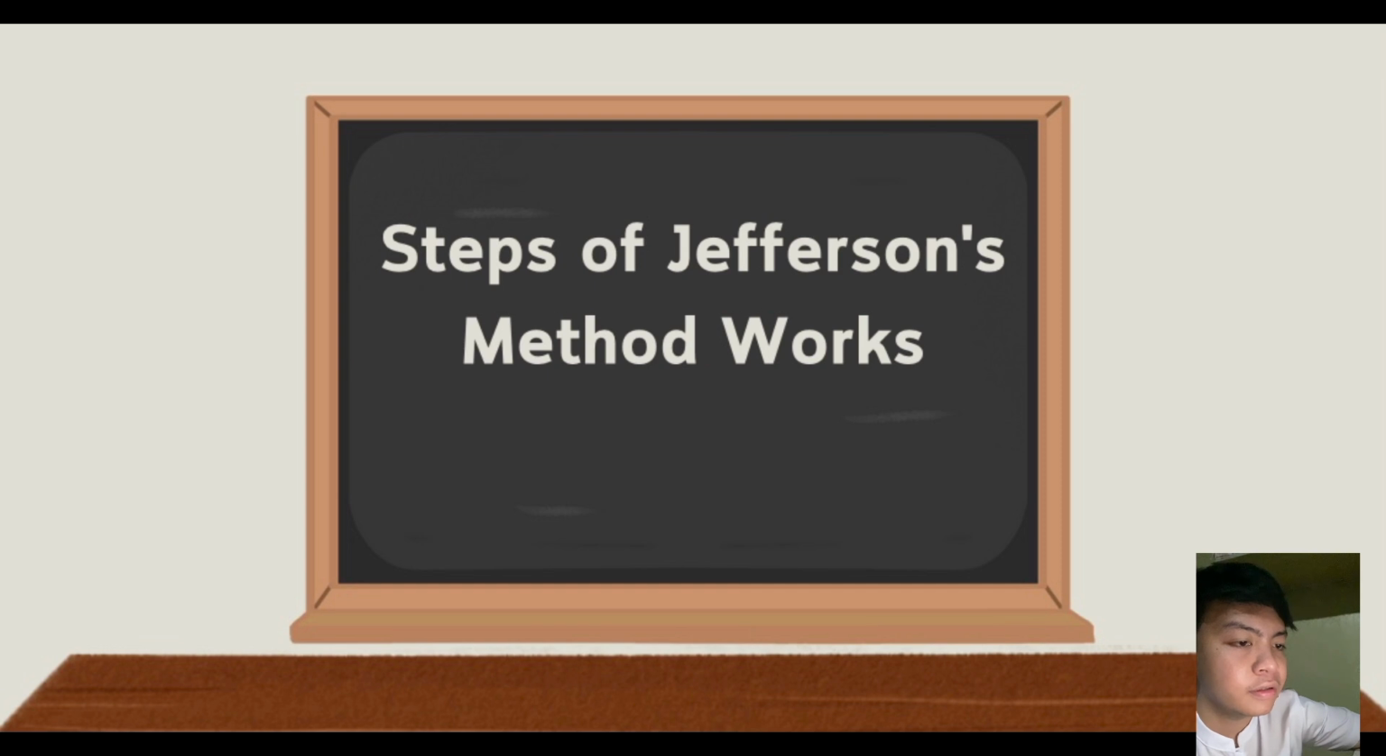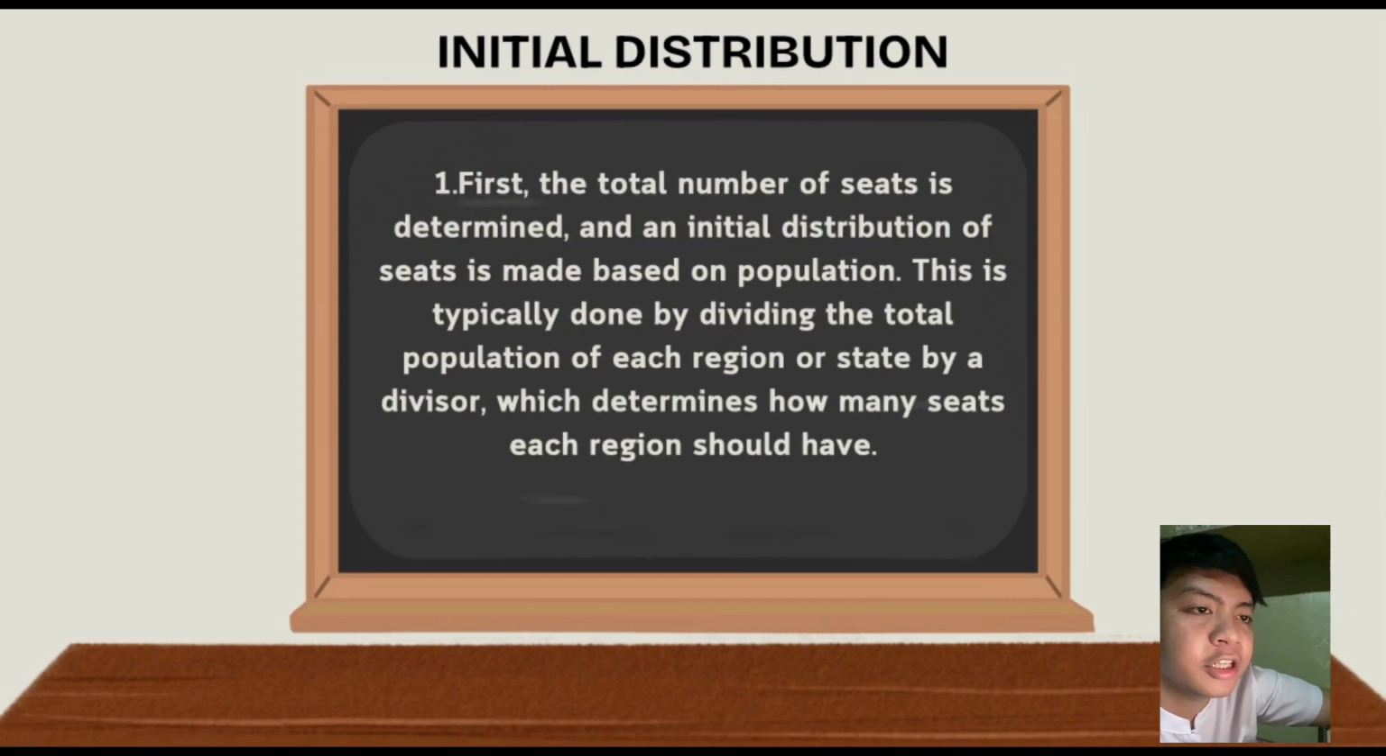Steps of how Jefferson's method works. First step, initial distribution. First, the total number of seats is determined and an initial distribution of seats is made based on population. This is typically done by dividing the total population of each region or state by a divisor, which determines how many seats each region should have.